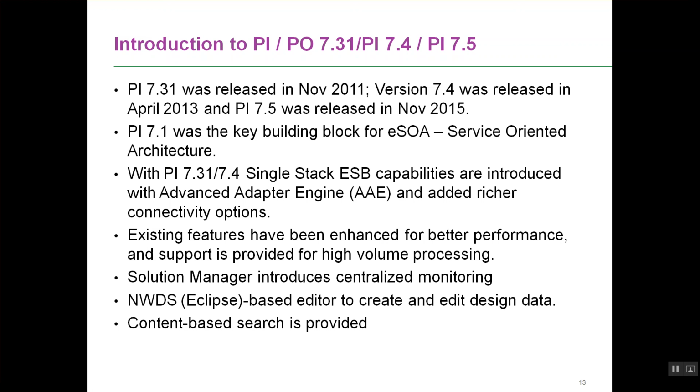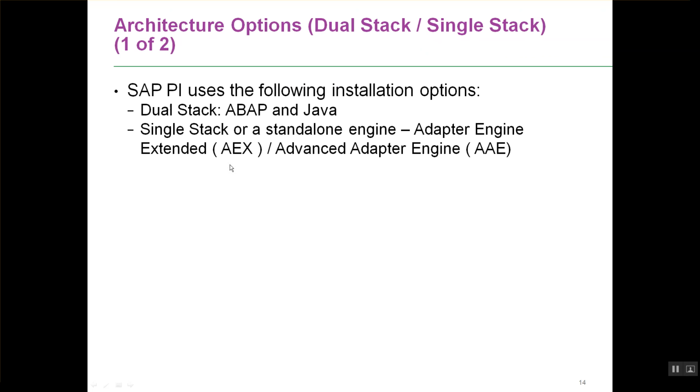So what you need to understand is from PI 7.31, you have two installation options of PI. You can have a dual stack installation, which is an installation where you have both ABAP and Java combined together, or you can do a single stack installation of PI, which is nothing but a Java only PI, right? And that Java only installation of PI was called an Advanced Adapter Engine, AAE. It was also called Adapter Engine Extended, AEX.